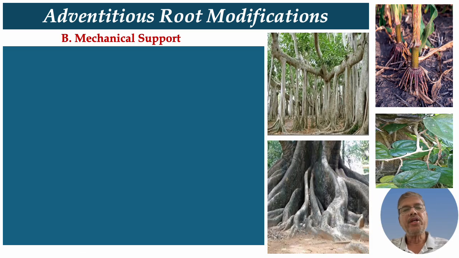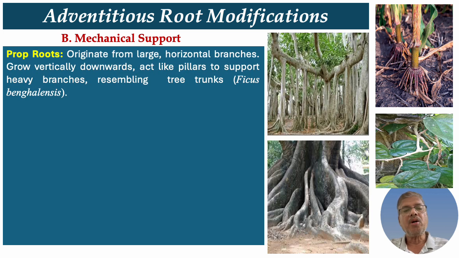Adventitious root modifications for mechanical support. These roots provide additional physical support to the plant, especially those with weak stems, heavy canopies, or growing in unstable environments. This includes prop roots or the pillar roots. These roots originate from the large horizontal branches of a tree, grow vertically downwards into the soil, acting like pillars to support the heavy branches.